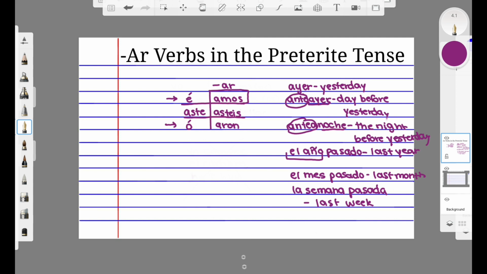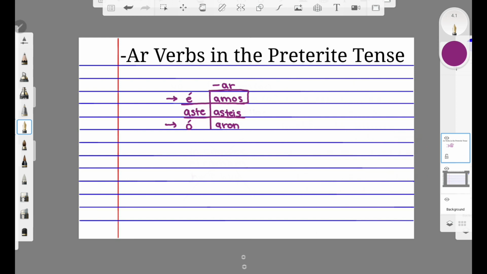Also from here, you know many of the date terms. Año is year, el año. Mes is month, semana is week. So now you are also expanding your vocabulary in more ways than one. Now that we've reviewed that and you are an expert in that, let's go back to AR verbs. Let's practice conjugating some verbs.